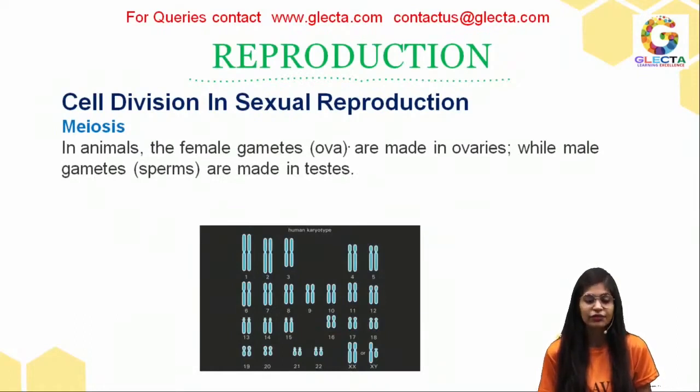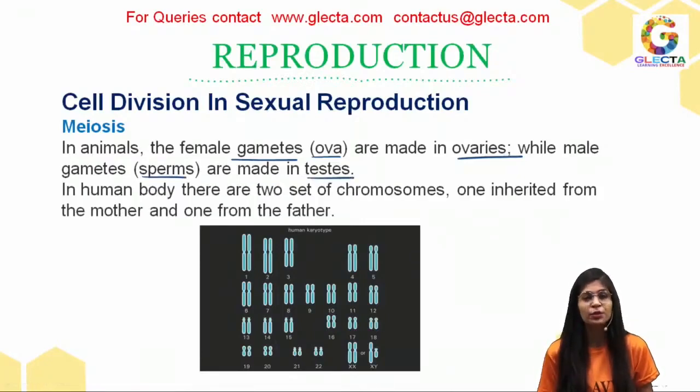In animals, the female gamete is known as the ovum, which is made in the ovaries, while in males, the gamete is known as sperm and is made in the testes. In the human body, there are 2 sets of chromosomes, one of which we get from the mother and another one of which we get from the father.